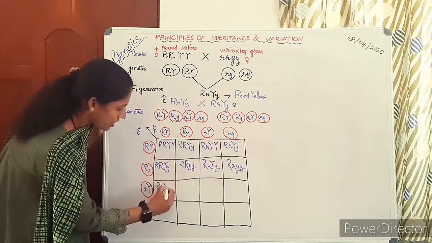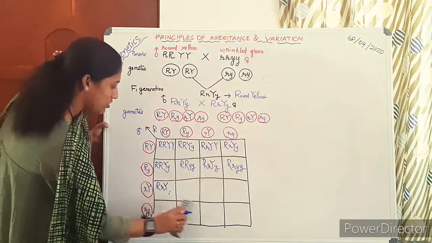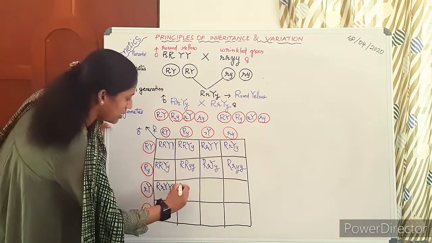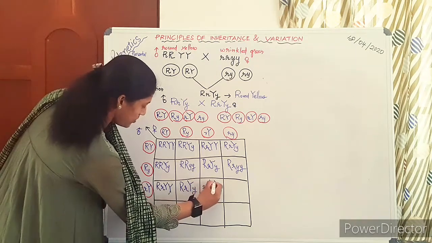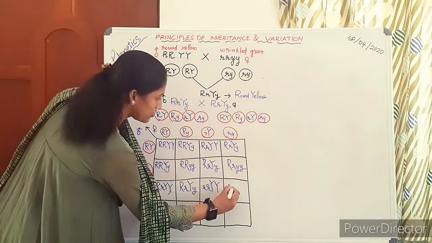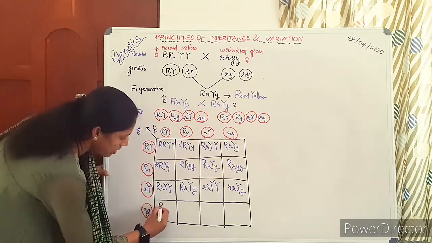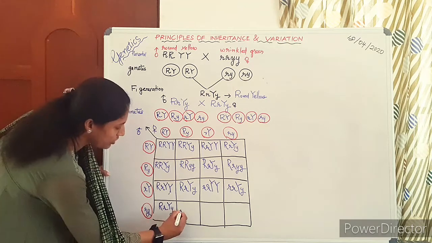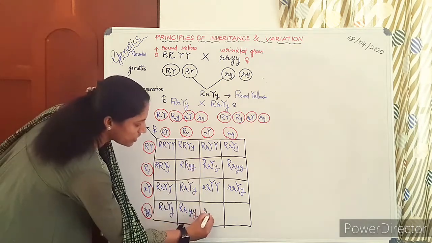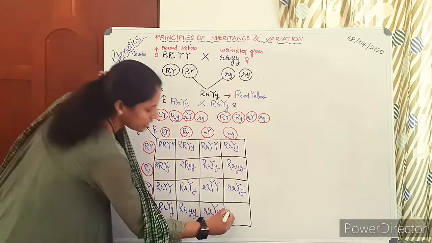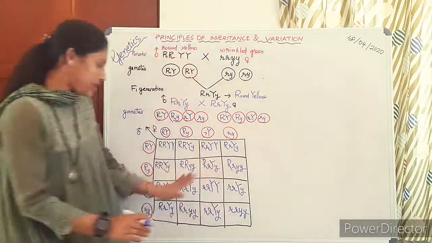Capital R, small r, capital Y, capital Y. Sorry, capital Y, capital Y. So always take care. Then the next one, capital R, small r, capital Y, small y. The next one, small r, capital Y, capital Y. The next one, small r, capital Y, small y. Then here, capital R, small r, capital Y, small y. Capital R, small y, small y. Here small r, capital Y, small y. The last one, small r, small y. These are the various combinations.